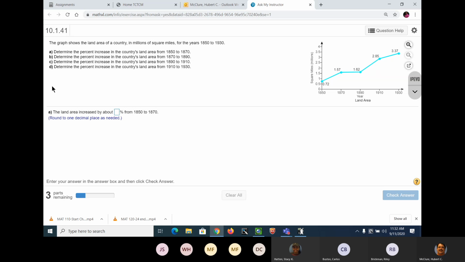So let's take the first one. 1850 to 1870. New is 1.57 minus 0.72 divided by 0.72 multiplied by 100.